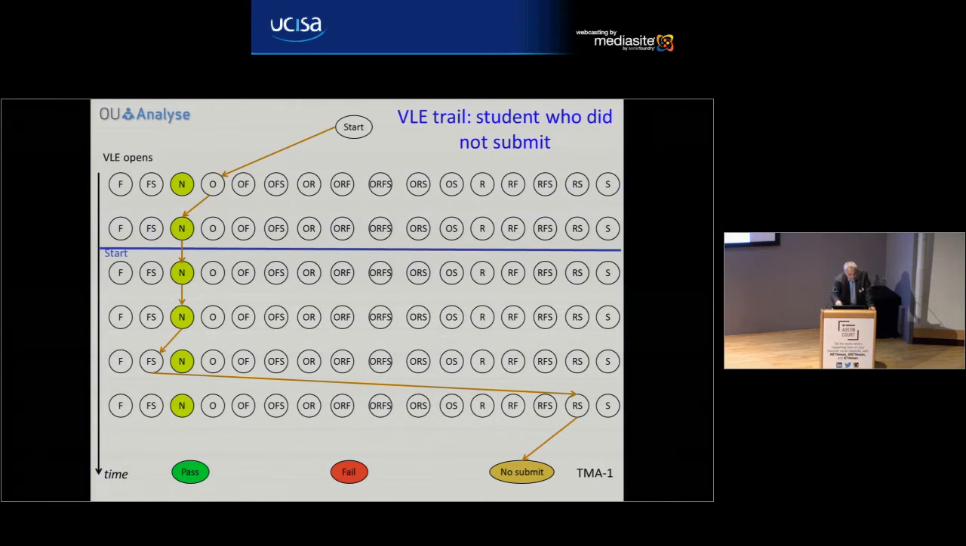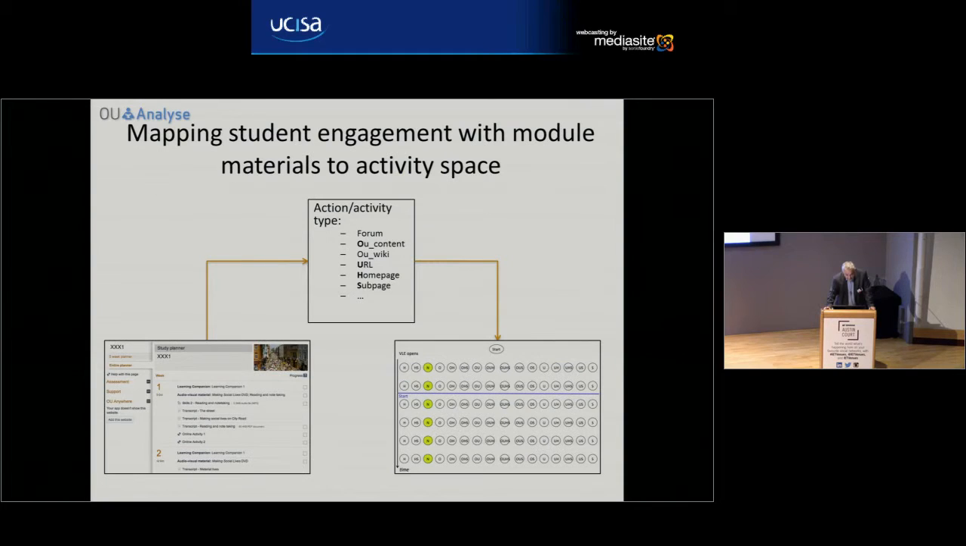I will return to this diagram, to this activity space again, because this not only maps what the student has done, but also what the student hasn't done. And this is important for recommending. So we will get back to this diagram later. So in fact, we somehow map the study materials, through this kind of activity type filter, to the activity space.